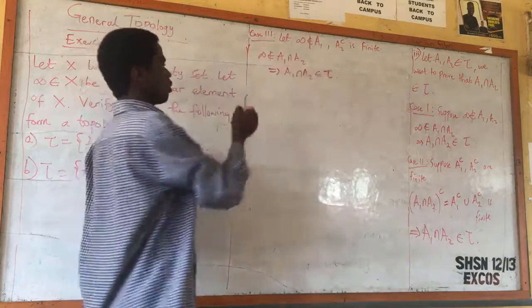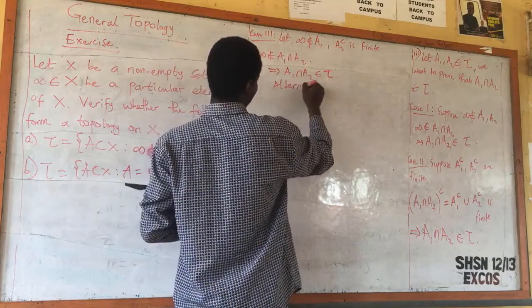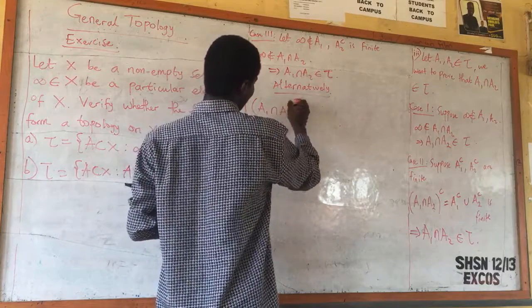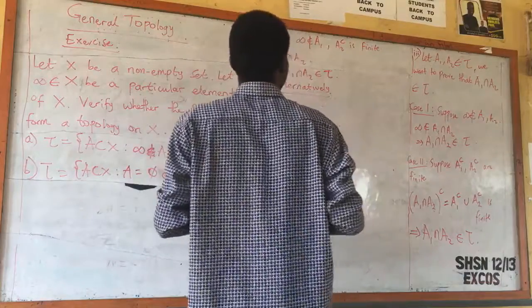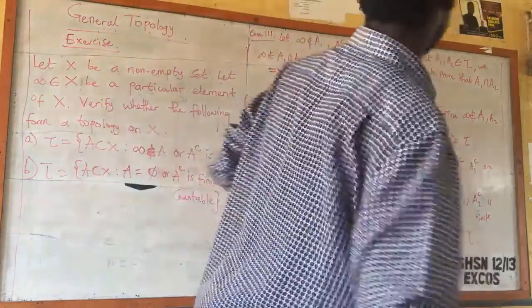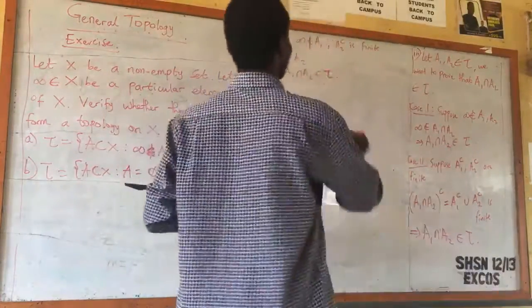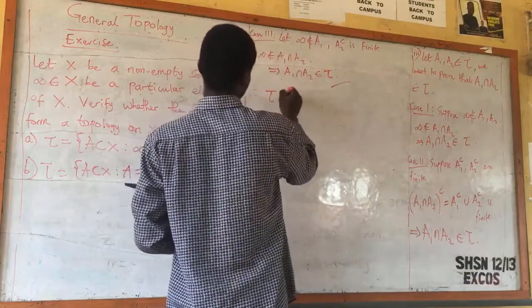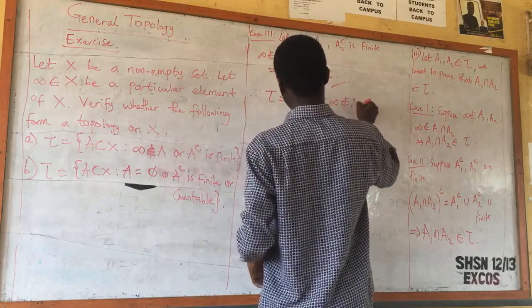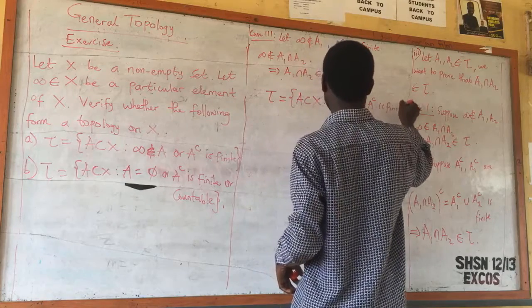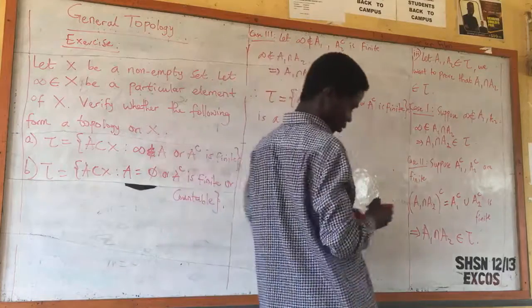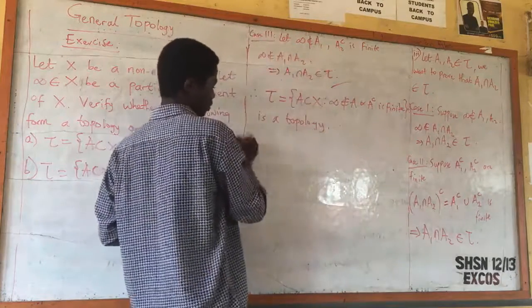Or even if you want to prove it alternatively, if I had done A1 intersection A2 complement, what would I have gotten? We don't need an alternative here. So that's all. So therefore, this set, which is equal to A in S such that infinity is not in A or A complement is finite, is a topology. Now let's come to the second one.